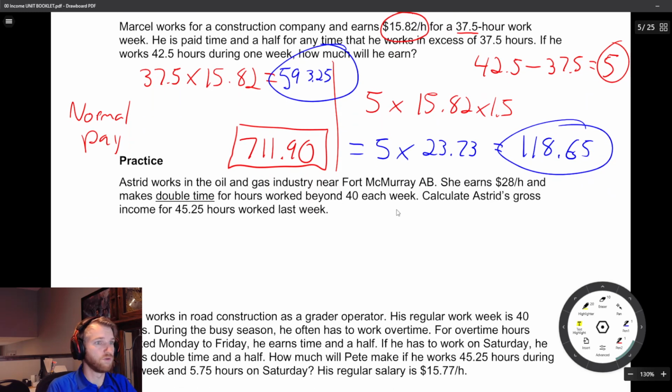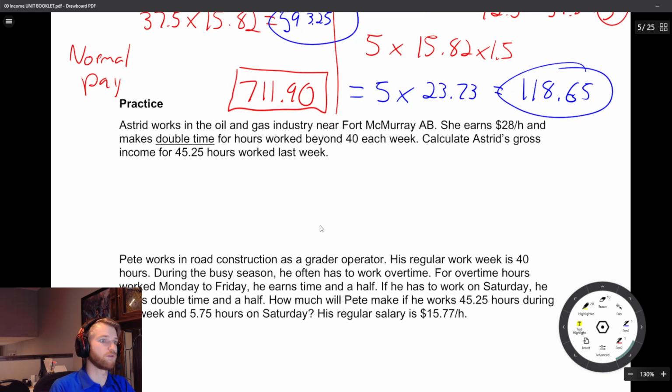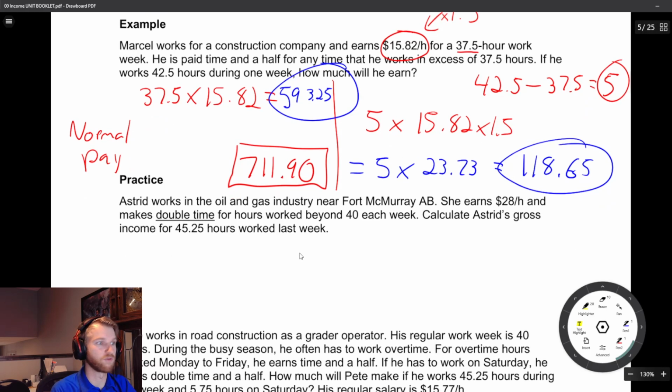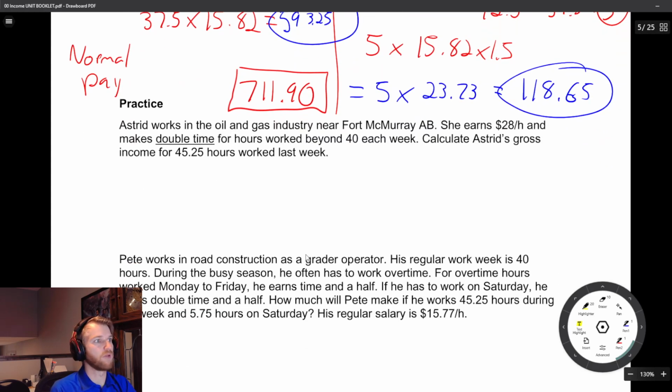So for these last questions, it's all going to be similar stuff to that. You'll have to calculate how much they're making for how many hours they work at their normal rate, and then how many hours they work at their bonus rate, their overtime rate, where they're getting 1.5 times their hours or whatever it is. In the next question, it says double time for their hours, so they're going to be making double the amount.